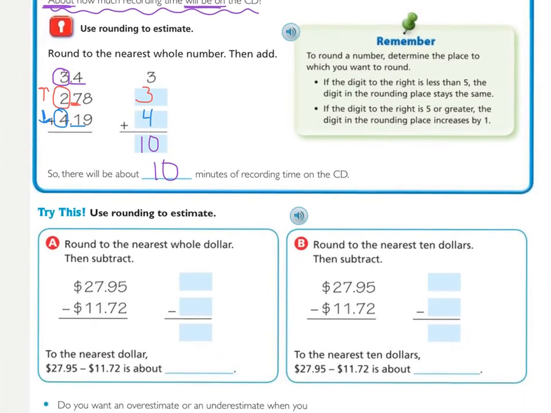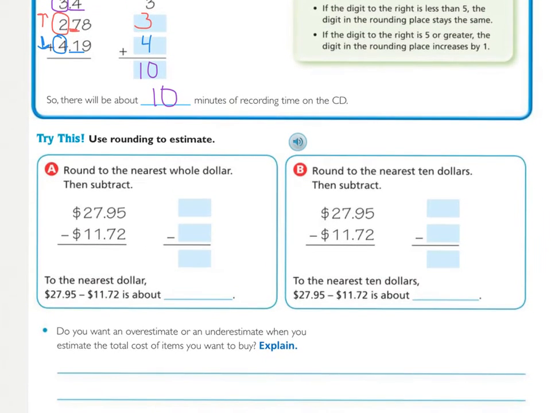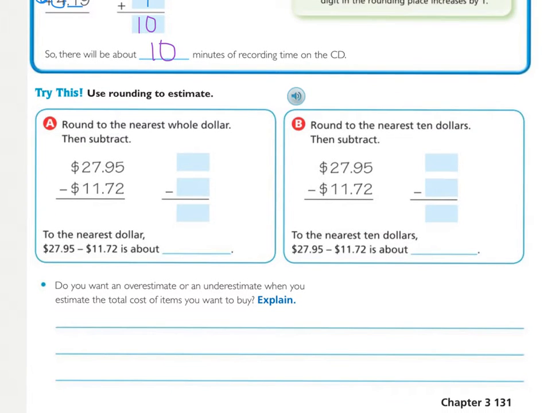Looking down at the try this. We're still using rounding today. A says round to the nearest whole dollar, then subtract. When it says whole dollar or whole number, they want you to remove the decimals.